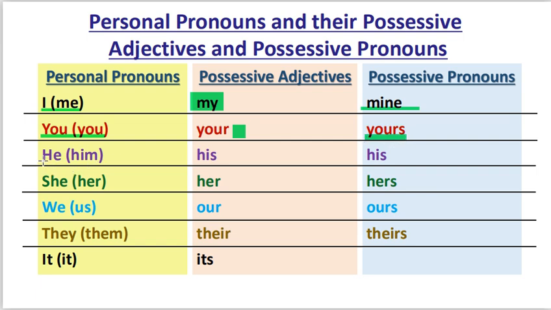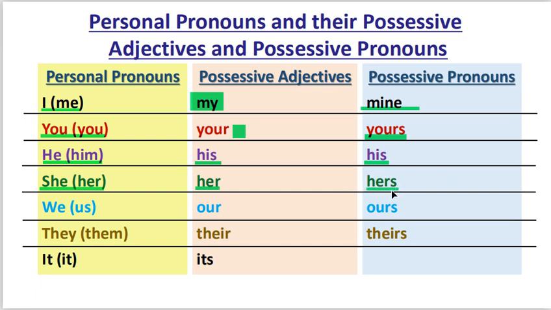He, the object of he is him. The possessive adjective for he is his, H-I-S. The possessive pronoun for he is also H-I-S, his. She, in the object form of the pronoun she is her. The possessive adjective is her, H-E-R, while the possessive pronoun is H-E-R-S, hers.